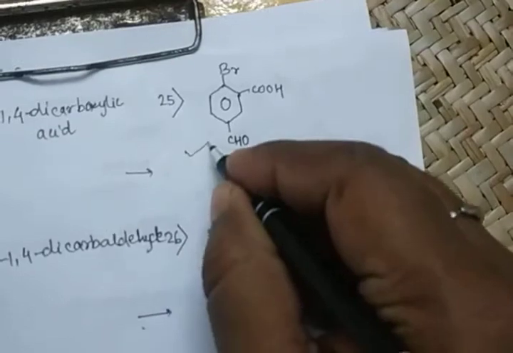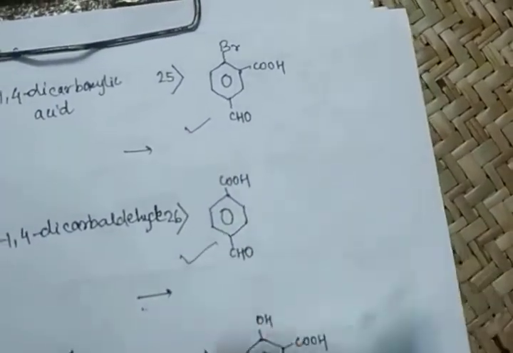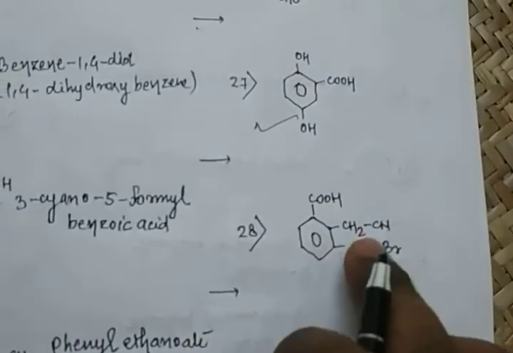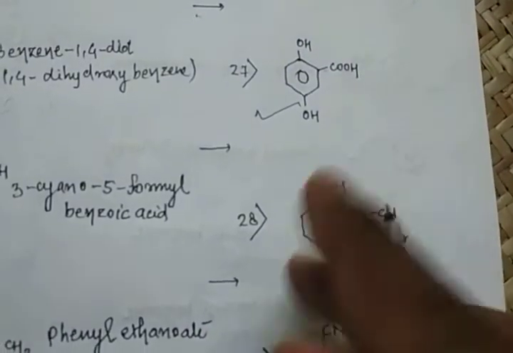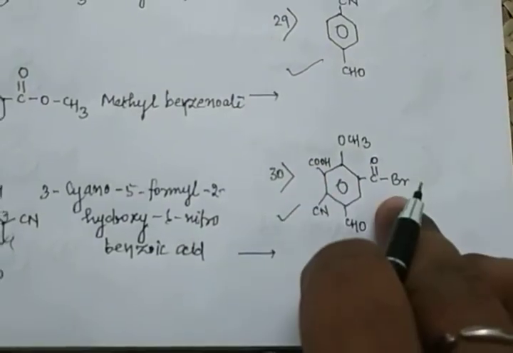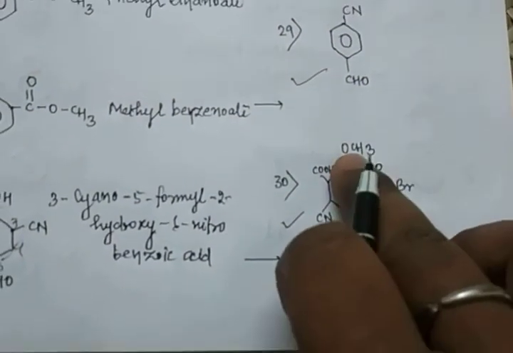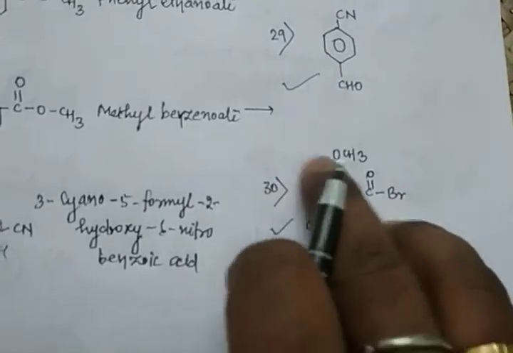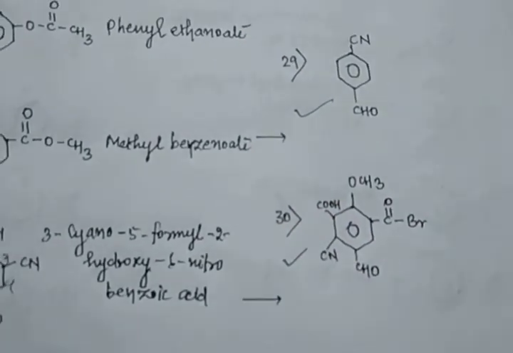Now the next one. This is your homework. Now this is cyanomethyl. This is bromomethyl. This is also your homework. And this is your homework. The COOH is the main priority. This is bromocarbonyl. This is methoxy. This is formyl. This is cyano. And ring attached with COOH group. It means benzoic acid.